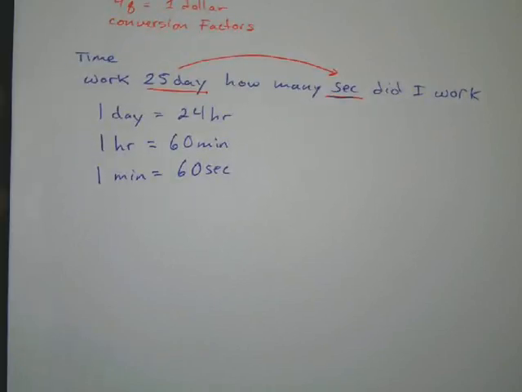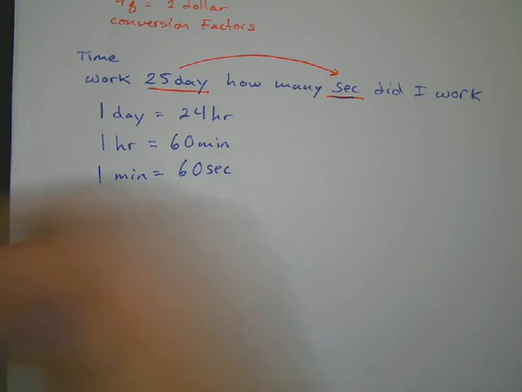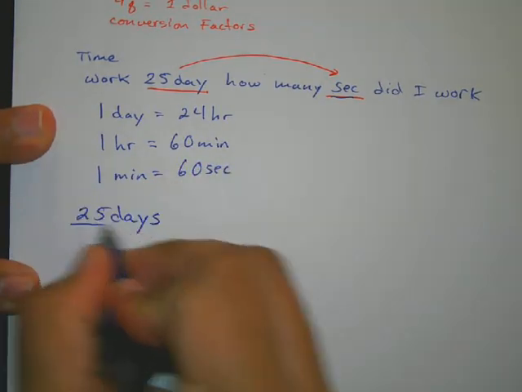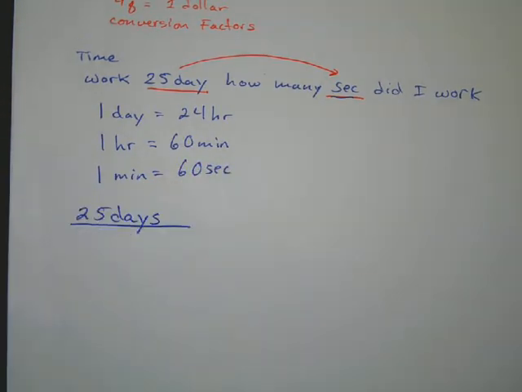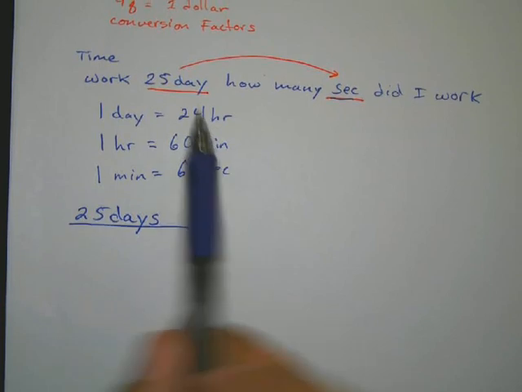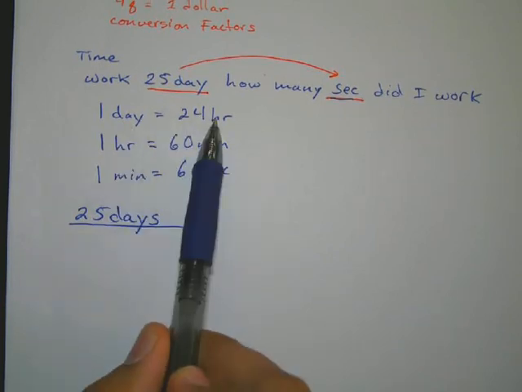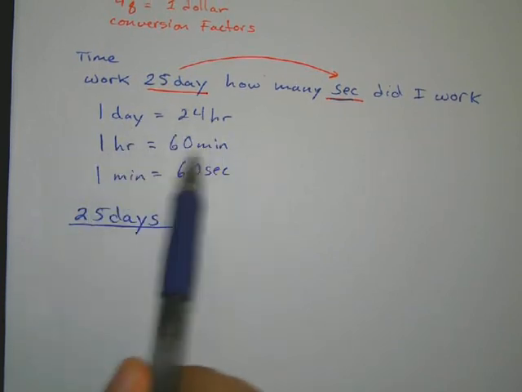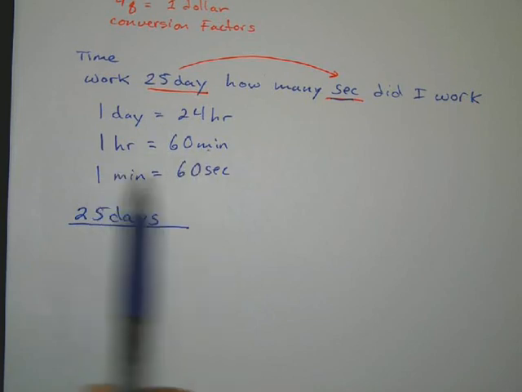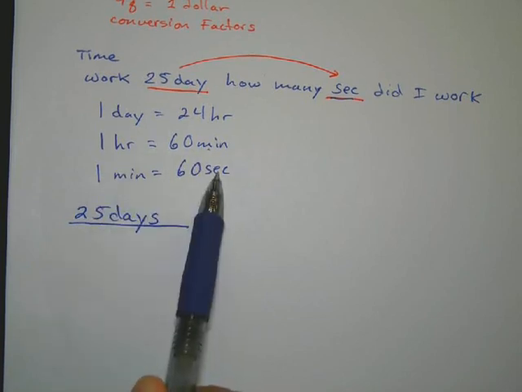You're going to start off with what they gave you: 25 days. Now, the next part is you've got to figure out how many steps it's going to take to get to seconds. Well, look, we have our conversion factors. We convert days to hours, that's step 1. Hours to minutes, that's step 2. And minutes to seconds, that's step 3. This is a 3-step problem.